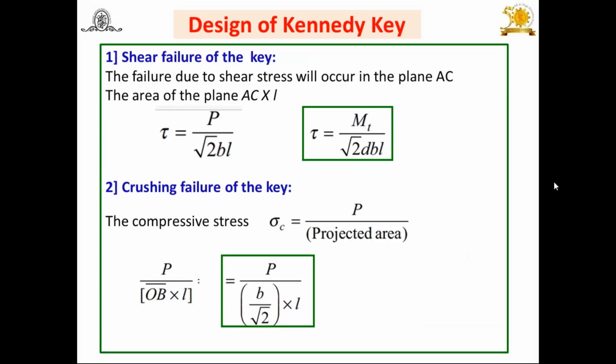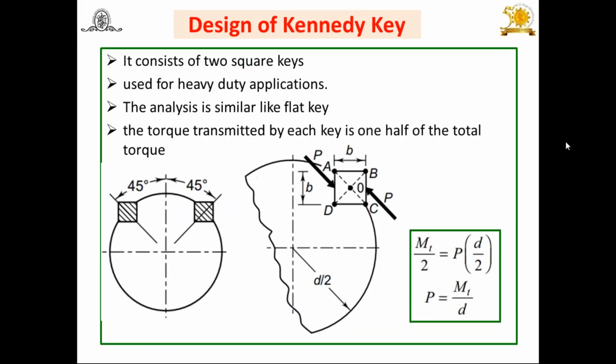Again here, this key analysis is the same as a flat or a square key. The shear failure of the key is going to occur. And where is it going to occur? It is in the plane AC. Look at this now. I am going to explain it. Look at this. This is the key. AC is the plane. The shear failure of the key is going to occur in the plane AC.